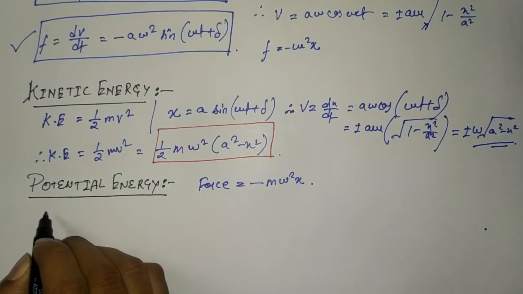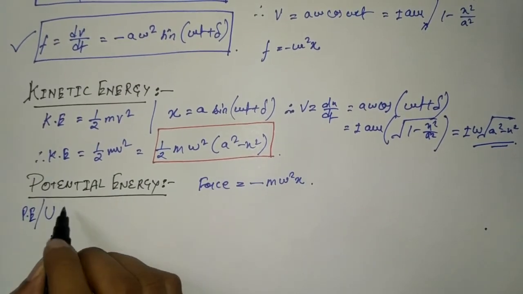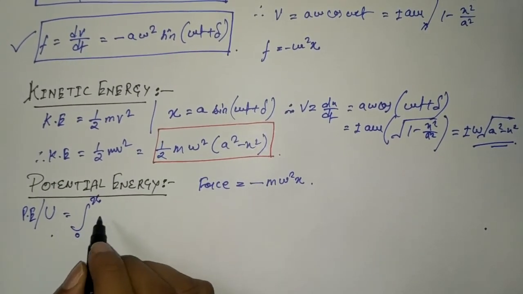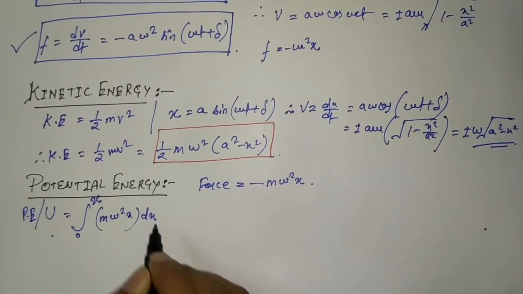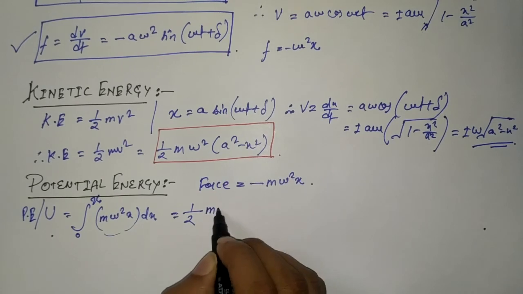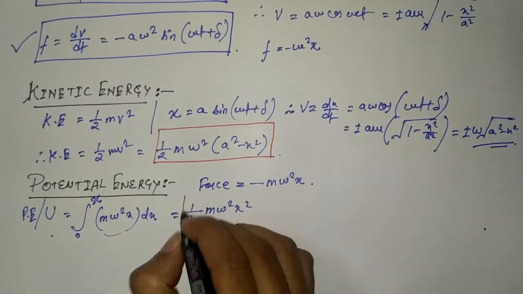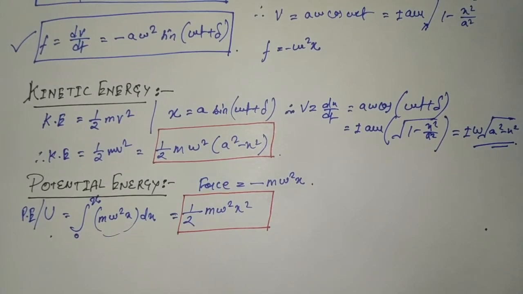So the potential energy, we can write as U or as PE, as I have written before. PE is equal to the integration from 0 to x, that is the final position, of m omega squared x into dx. So we get it as half m omega square x square, if we integrate this. So we are getting this equation as the equation for potential energy. Let me mark it for you. So this is the equation for potential energy.